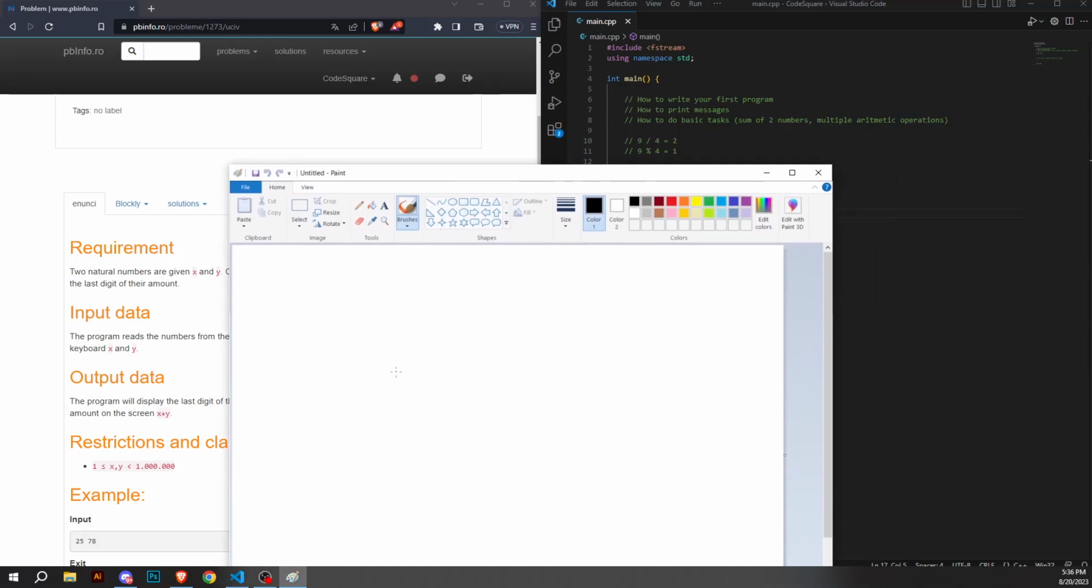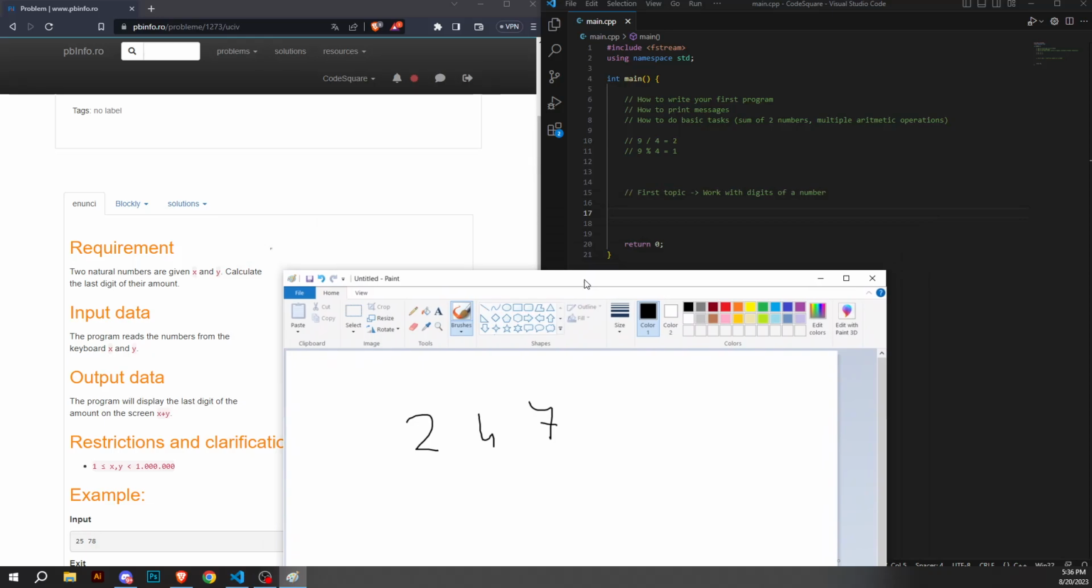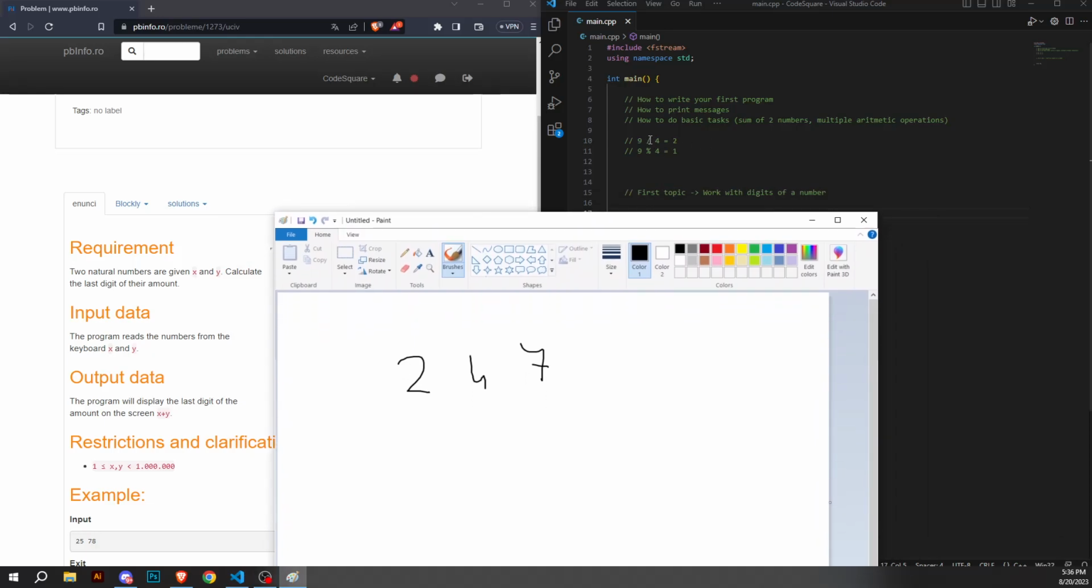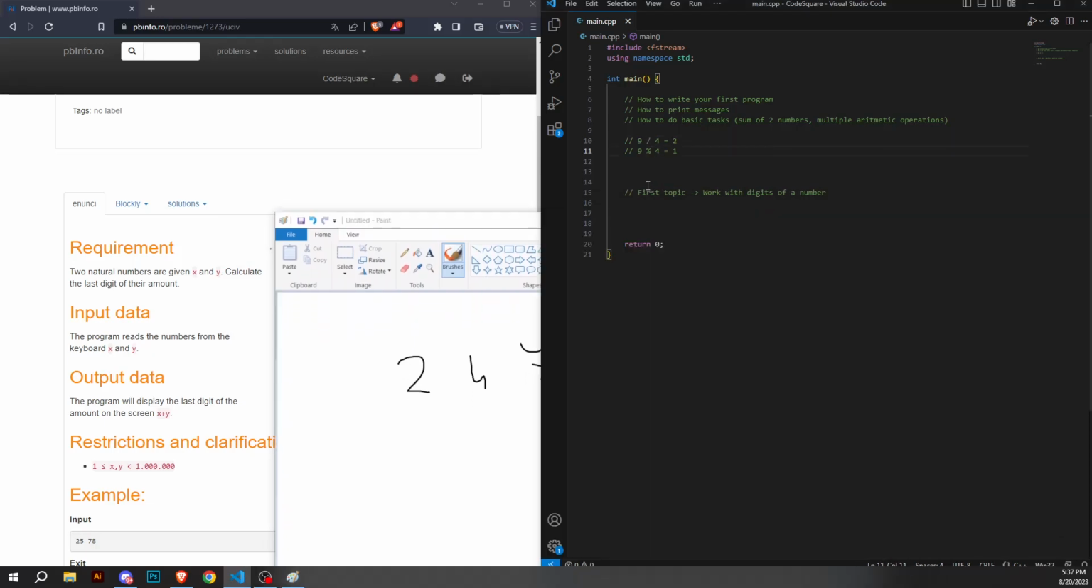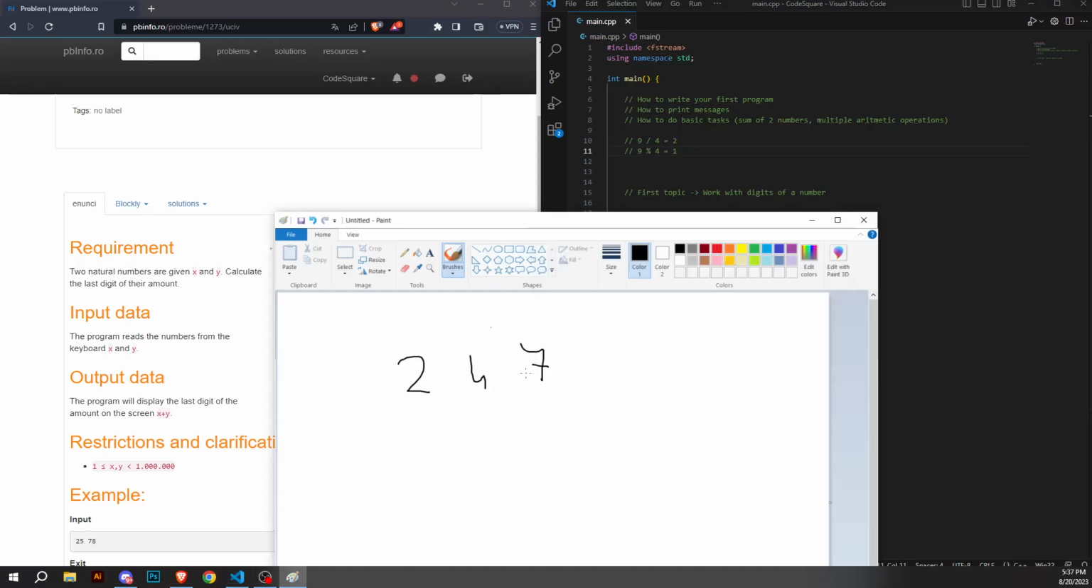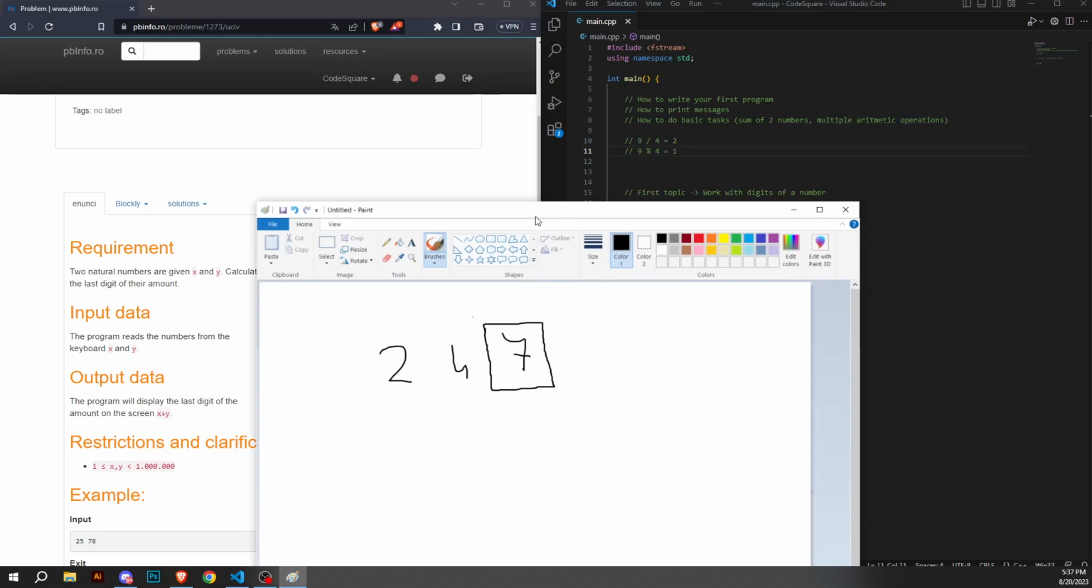So basically, let's say that we have a number, for example, 247, okay? I want you to please look at what the division does and what the remainder, basically the modulo operation, does. In our case, we want to extract this 7, okay? So this 7, right?